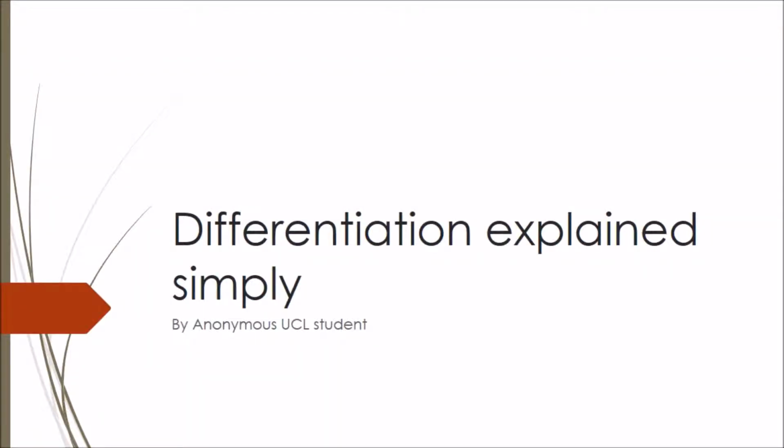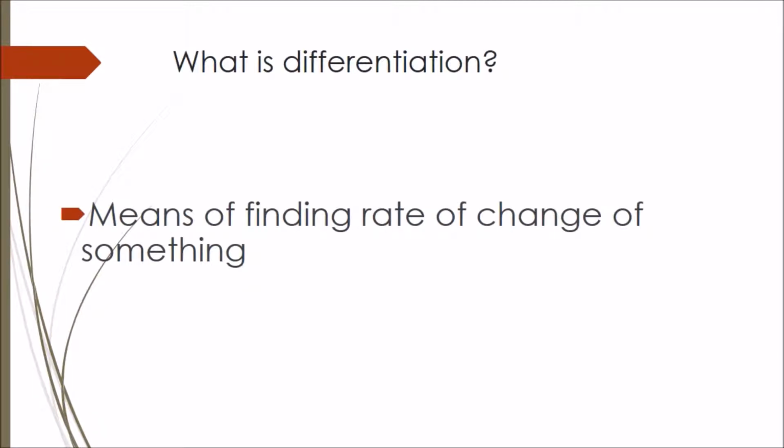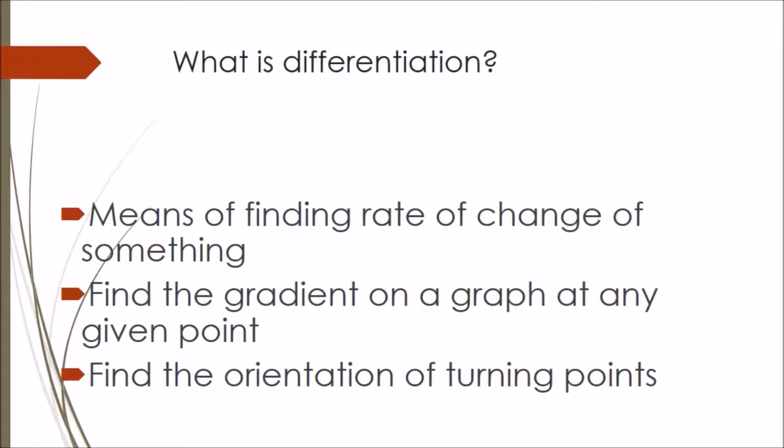Explanation is about differentiation. Firstly, what is differentiation? It is a mathematical tool which gives us the means of finding the rate of change of something, finding the gradient at any point on a graph, and finding the orientation of turning points on a graph. The main rule behind algebraic differentiation is simple.